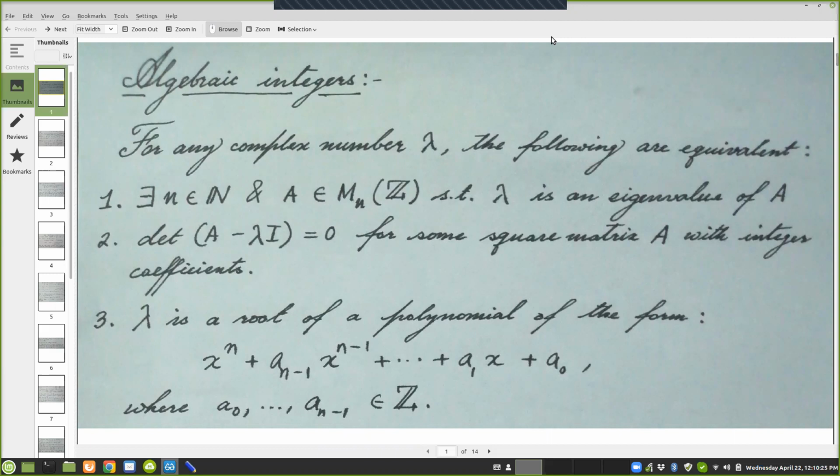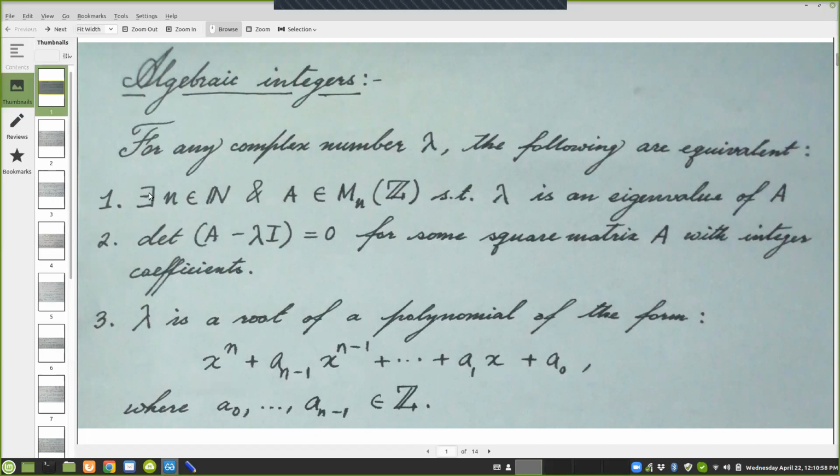So the first statement says that there is a square matrix with all coefficients from Z which has lambda as an eigenvalue. The second one is just a restatement of that, saying that there is a square matrix with integer coefficients whose characteristic polynomial has lambda as a root. Then the third statement says that there is a monic polynomial with integral coefficients which has lambda as a root. The equivalence of these three statements is actually quite easy to see.